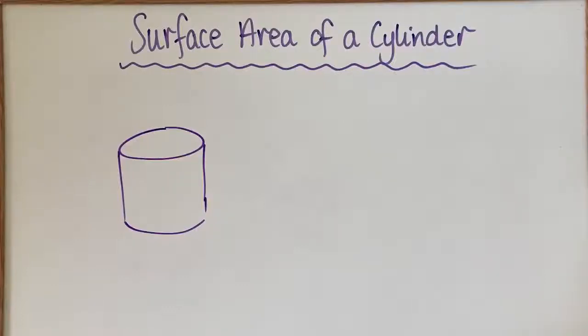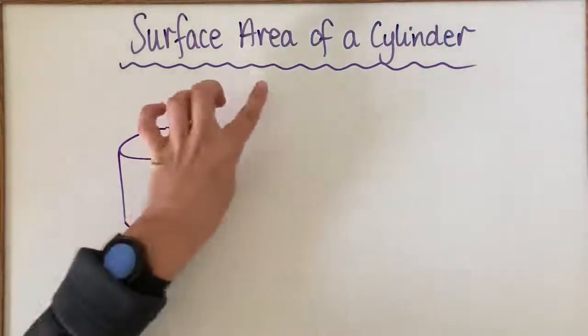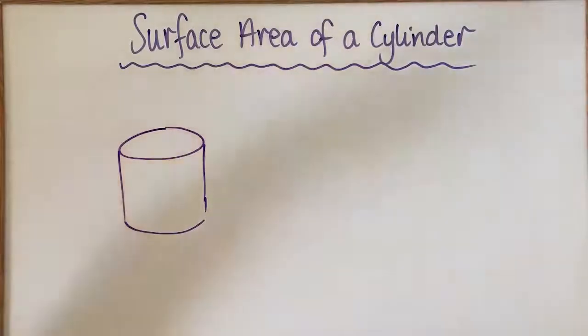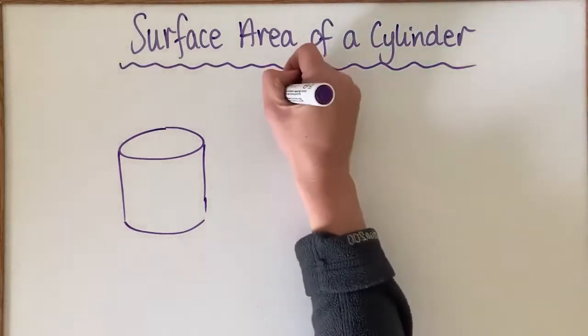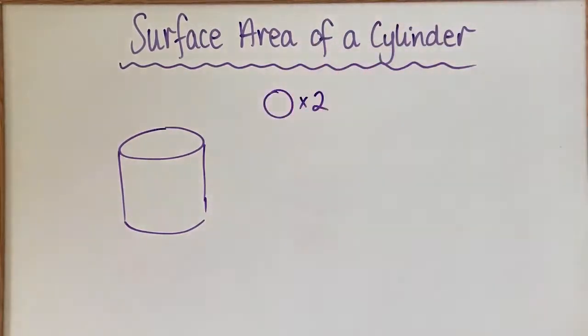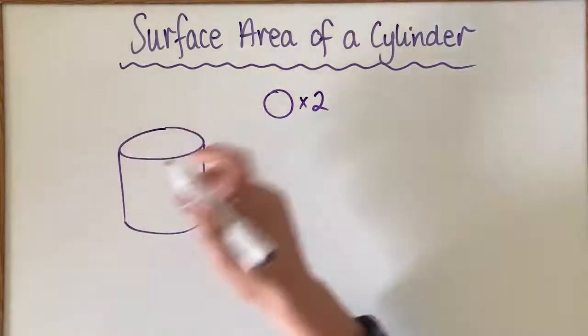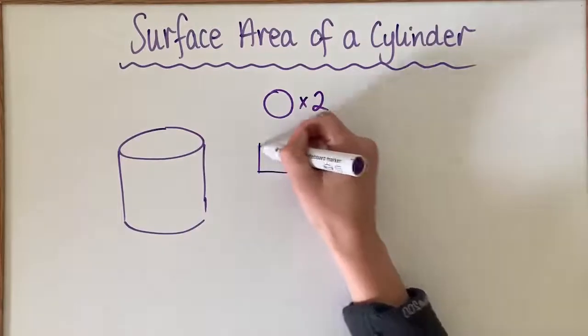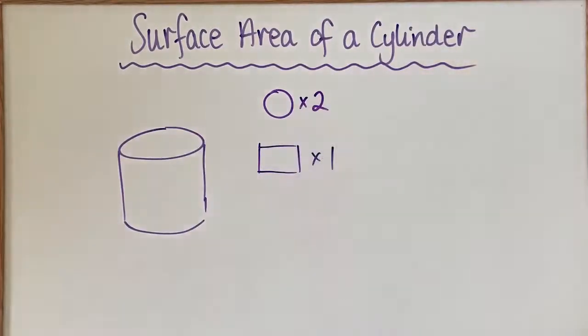Okay, so in this lesson, what we're going to learn is how to find the surface area of a cylinder. But before we do that, we need to identify what shapes make up a cylinder. It's really clear that a cylinder has two circles, but what may not be quite as clear is this middle shape that wraps around is actually a rectangle. And it's just one giant rectangle.